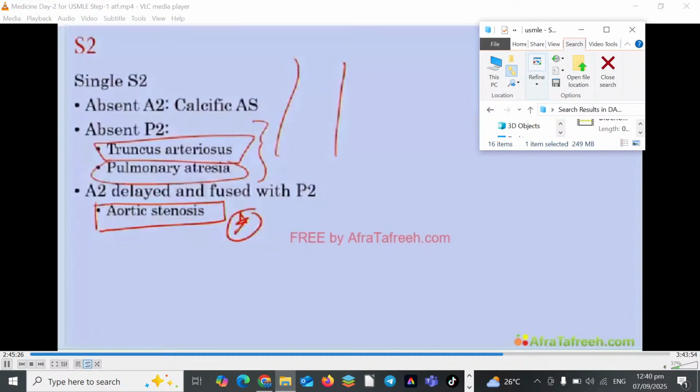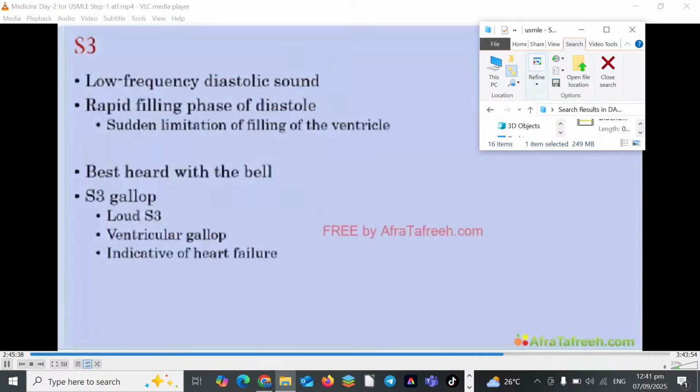But for your questions, S3 and S4 would be mentioned. This patient had S3, this patient had S4. So when it is mentioned, it becomes a mandatory thing to know.